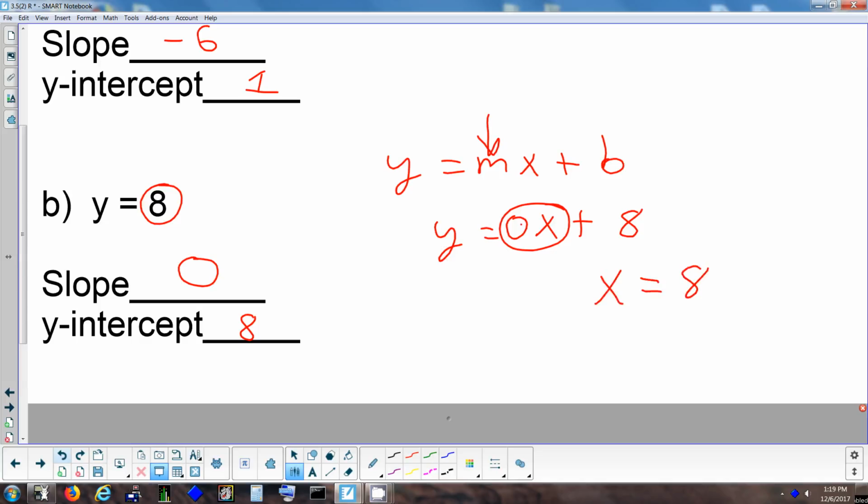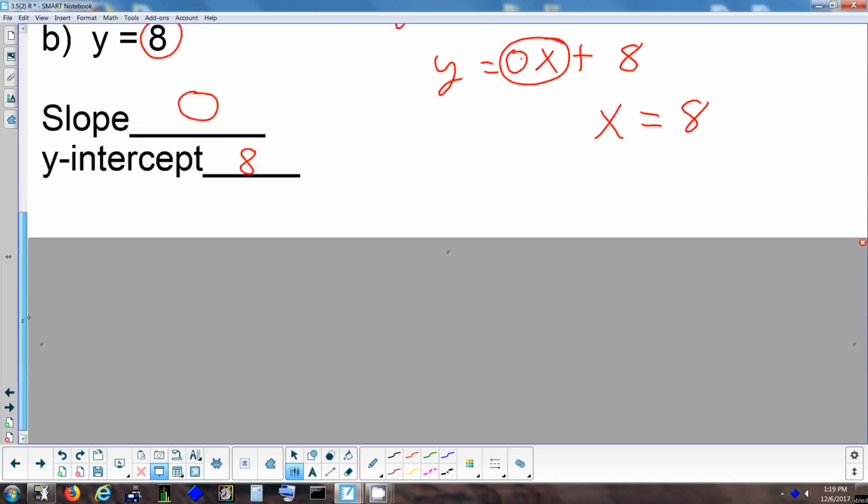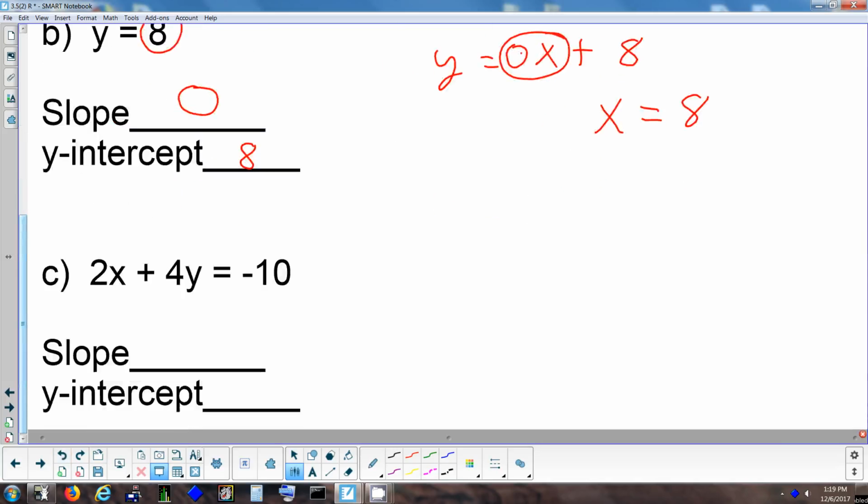Yes, it's a vertical line. What's the slope of a vertical line? 0? No, 0 was flat. Undefined. Yeah, remember, up and down, vertical is undefined. That's why the special case of x equals has no slope, has no y-intercept, has nothing, it's just undefined.